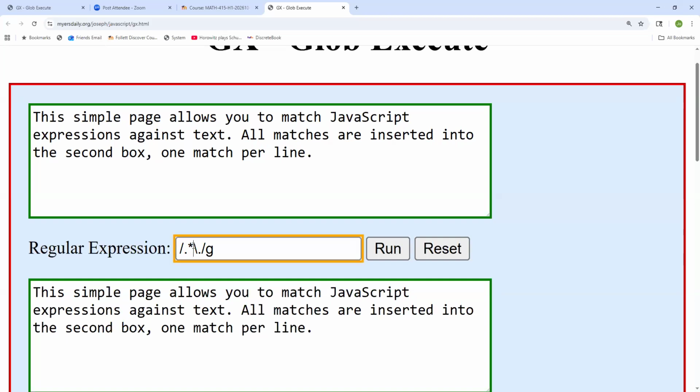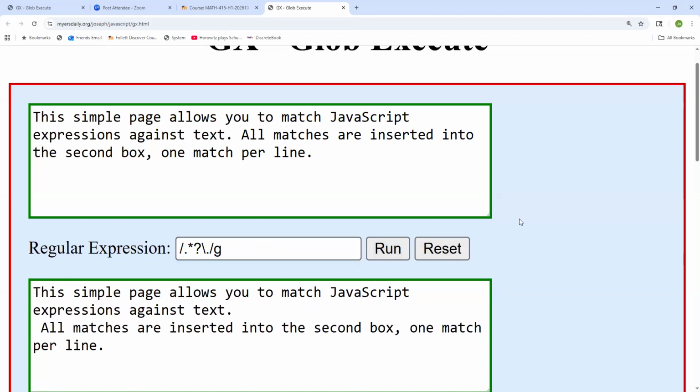Well, by default, the star is greedy, and they talk about this in the textbook. The star is called a greedy algorithm. It does as much as it can before it stops. If you want it to not be greedy, you need to put a question mark after it. So it'll do as much as it can, but only until the thing after it can find a match. So if we say period star question mark and then \/ period, that's now going to only match until the end of the first sentence, and then it'll stop. And then it'll start right away in the next sentence.